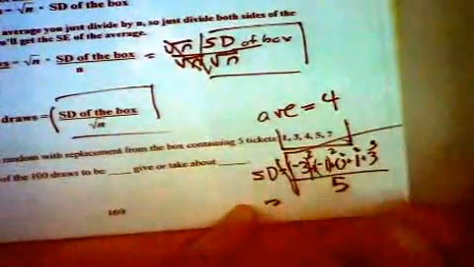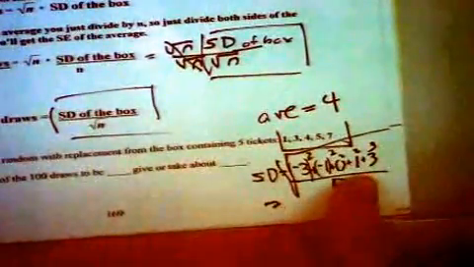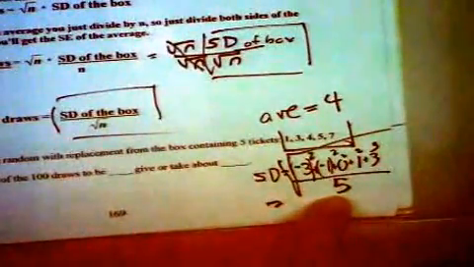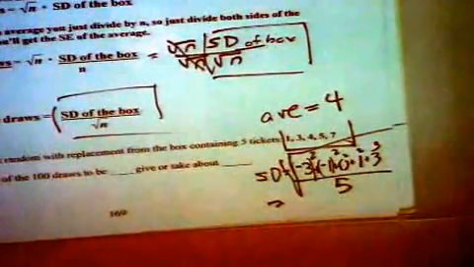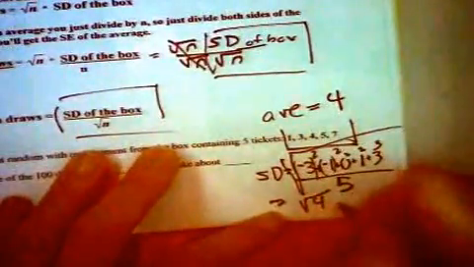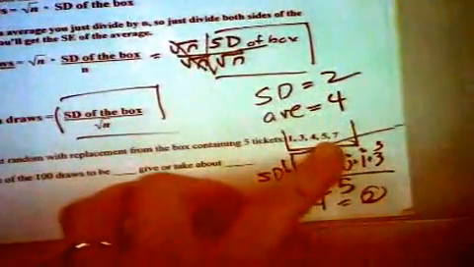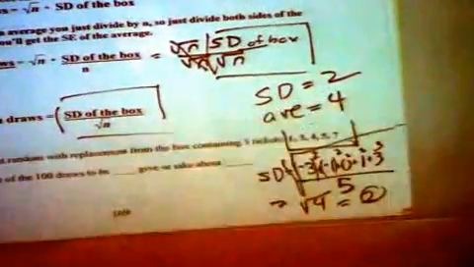Okay, so what do we get? 9 and 9 is 18. 19, 20 divided by 5 is 4. So we have the square root of 4, which is 2. Okay, so let's write our standard deviation is 2. And that looks about right. Because here's a deviation of 1 and here's 3. So about 2 looks right.